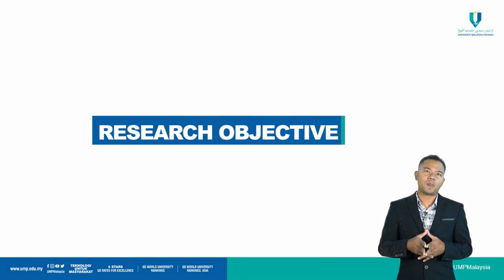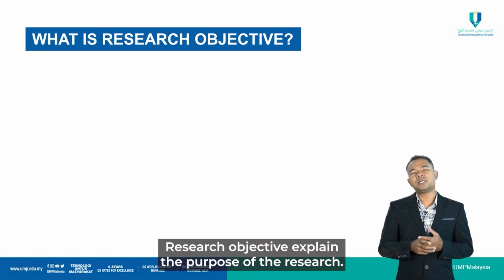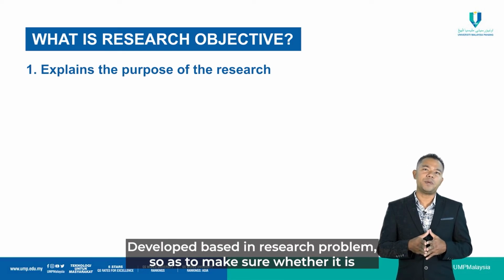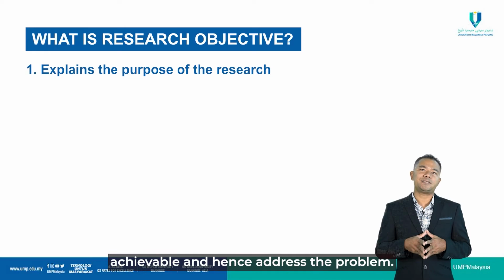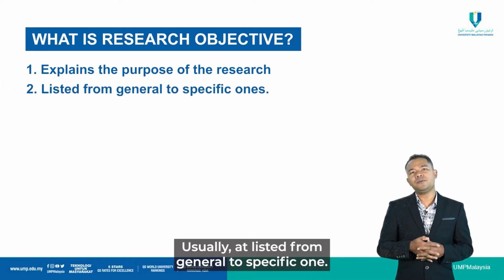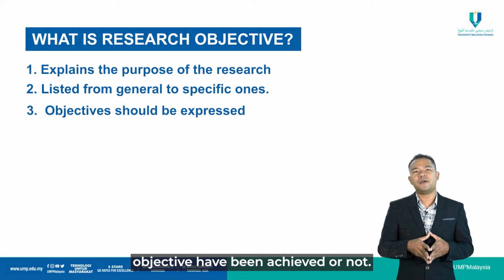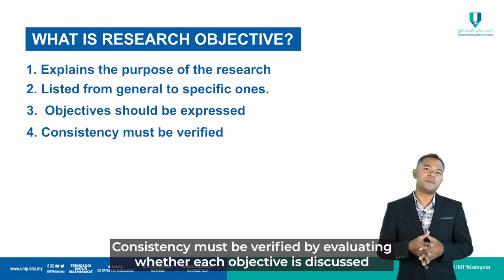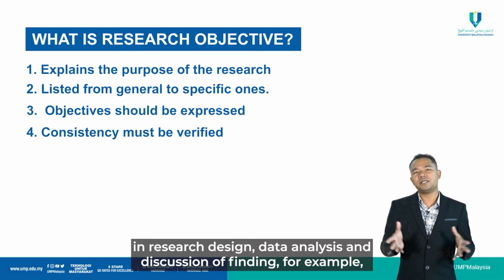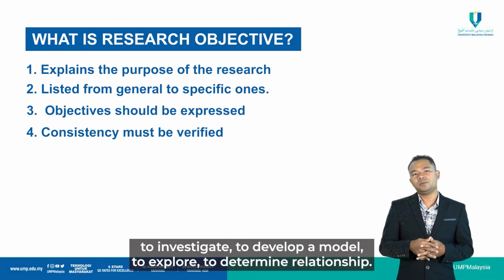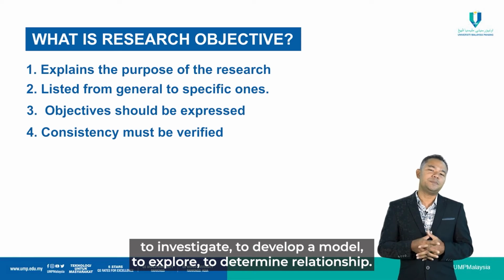Research objective. What is a research objective? A research objective explains the purpose of the research, developed based on the research problem, so as to make sure whether it is achievable and hence addresses the problem. Usually, research objectives are listed from general to specific. The objective should be expressed in such a way that the reader can determine whether the objective has been achieved or not. Consistency must be verified by evaluating whether each objective is discussed in the research design, data analysis, and discussion of findings. For example, to investigate, to develop a model, to explore, to determine a relationship.